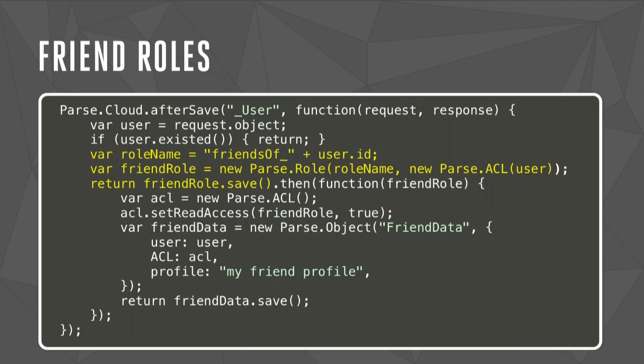Starting from the very beginning, we get the user that was just saved, and we say if user.existed, return. The existed method is really useful in after save handlers to check whether or not this object was just created. So by saying if user.existed, return, we're saying, OK, everything after this, we just want to run the first time the object is saved. And after that, we can just stop here.